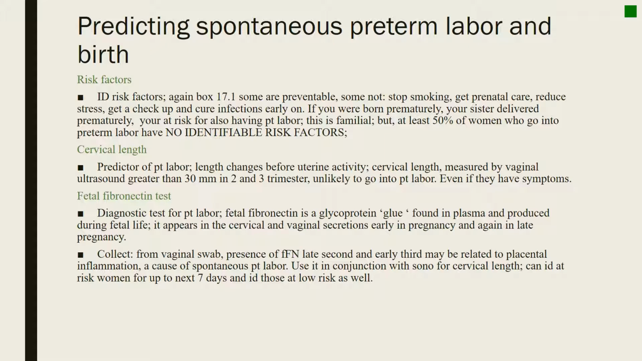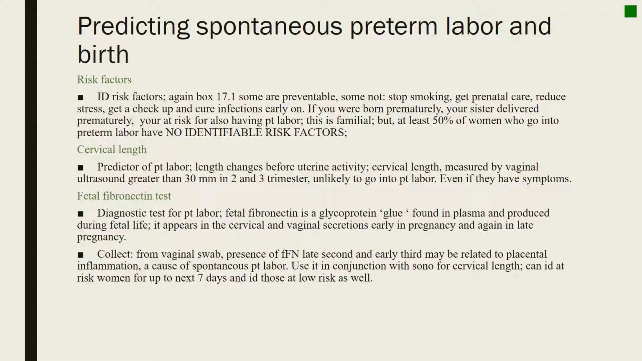All right, predicting spontaneous preterm labor and birth. So we've already talked about risk factors. We know that we can prevent some, we can't. We can definitely stop smoking, but we can't help our culture or our skin color. Those things are our ethnicity. Those we can't help. So cervical length is interesting. It's a predictor of preterm labor. When they measure this by sonogram, if it's greater than 30 millimeters in the second and third trimester, it's unlikely that they're going to go into labor, even if they have symptoms.